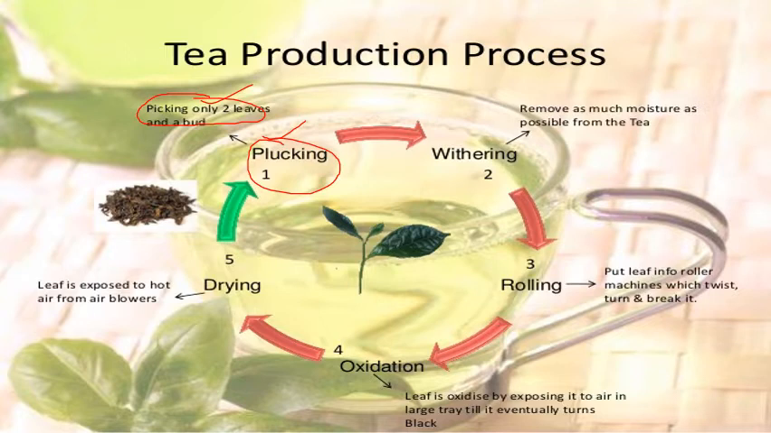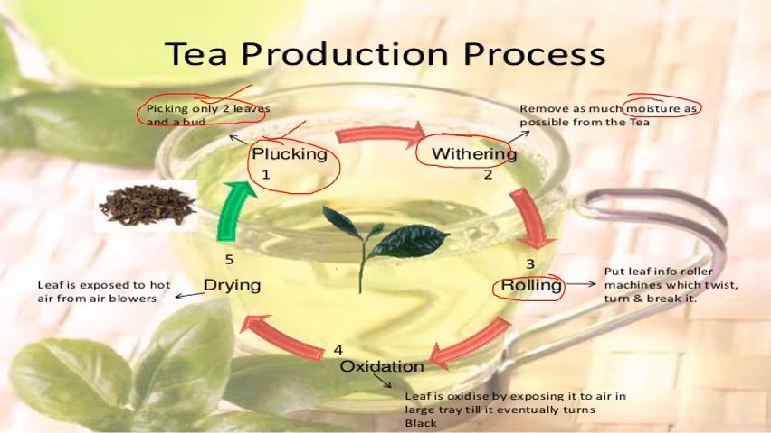Then these leaves undergo the process of withering, in which the moisture content is removed. Then the leaves undergo the process of rolling, in which the leaf sap is extracted through rotor vanes and the leaves are damaged. Then we use mostly the CTC method, that is crushing, tearing and curling method.